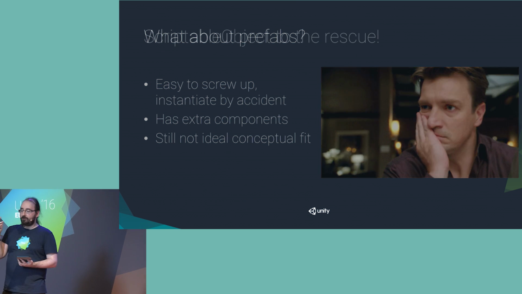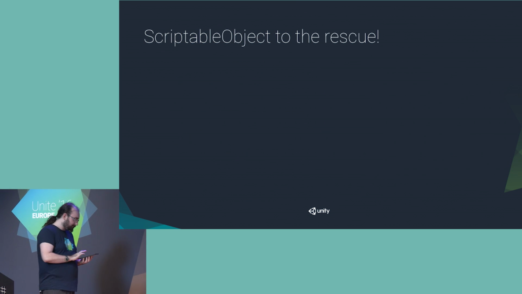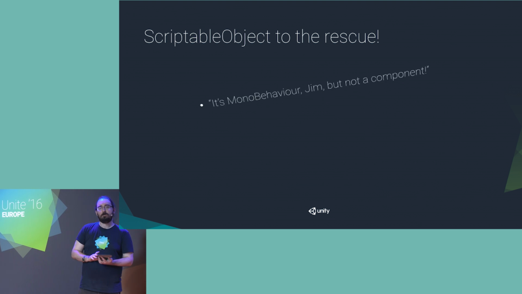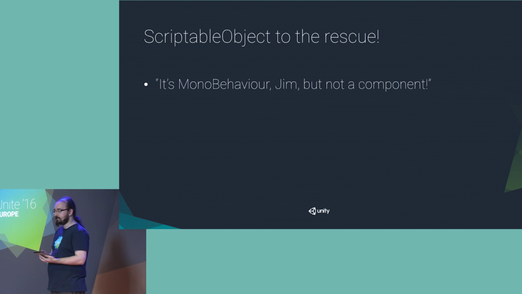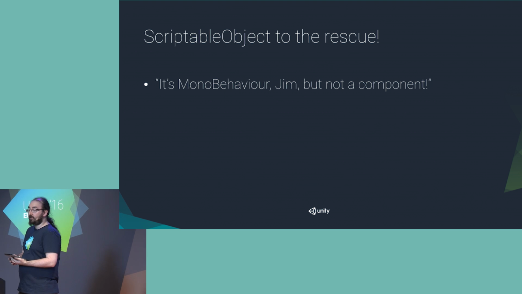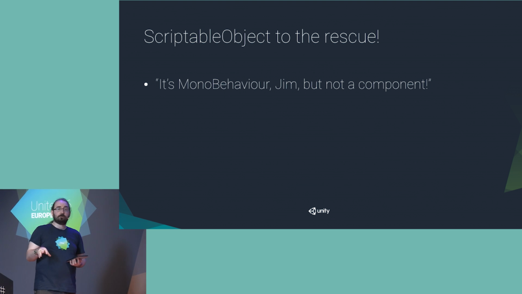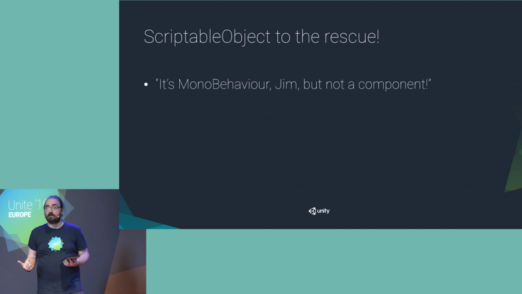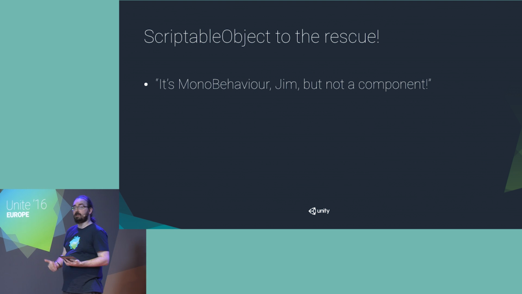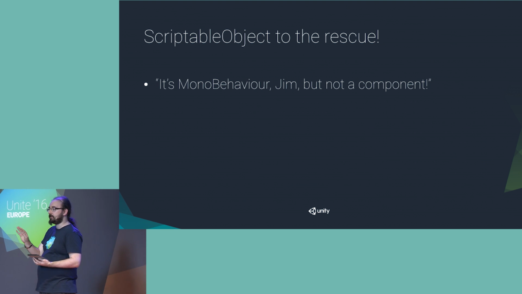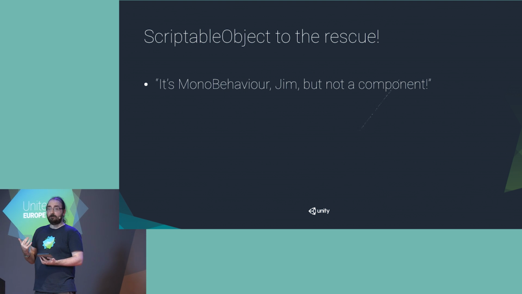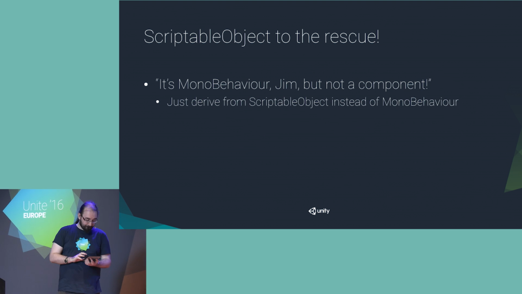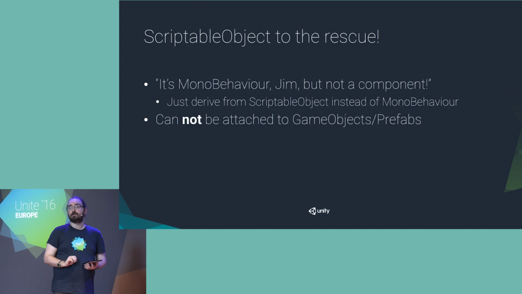So, Scriptable Object to the rescue. It's Monobehavior, Jim, but not a component. Which is actually quite literally true from the engine's point of view. We actually use the same class inside of Unity for Monobehavior as we do for Scriptable Object. It just happens to be a special setup whereby it's not a component. You just derive from Scriptable Object instead of Monobehavior. It cannot be attached to any game objects.